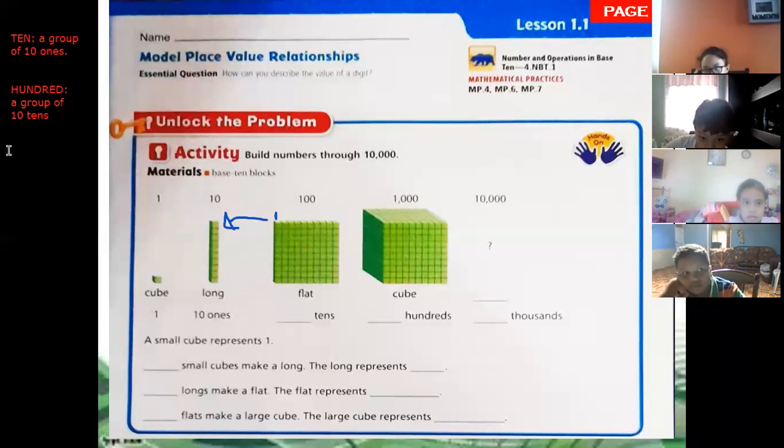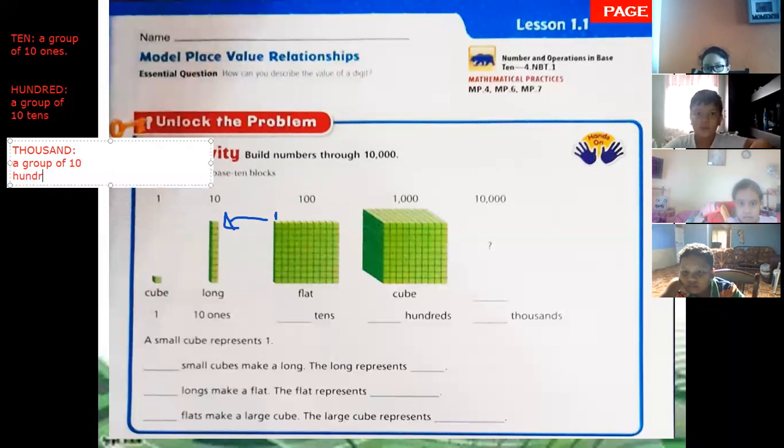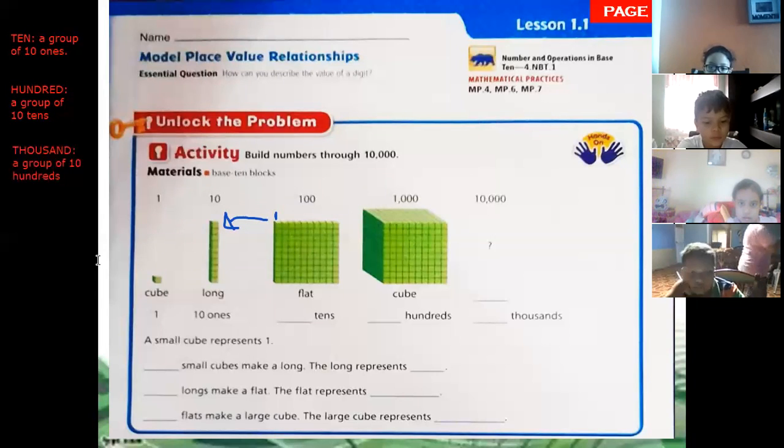A cube, which is 1,000. 1,000 is a group of 10 hundreds, like that. So here we have ones, tens, hundreds, and thousands. So let's complete the lines.